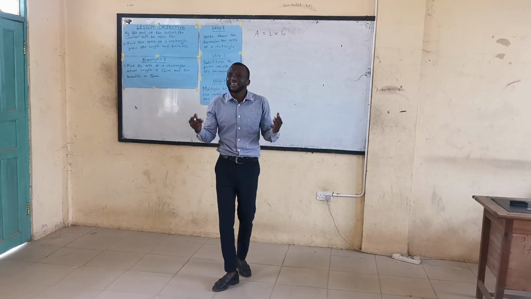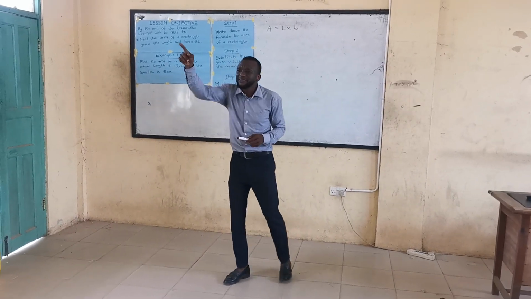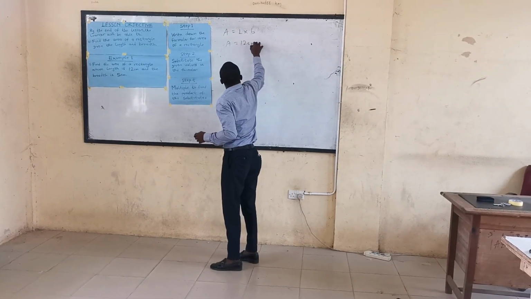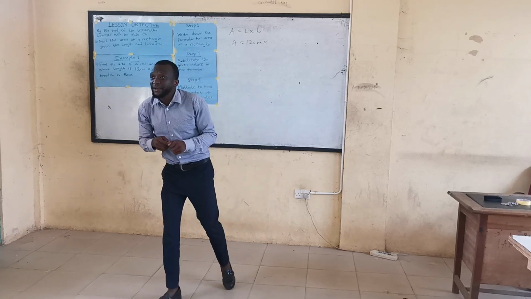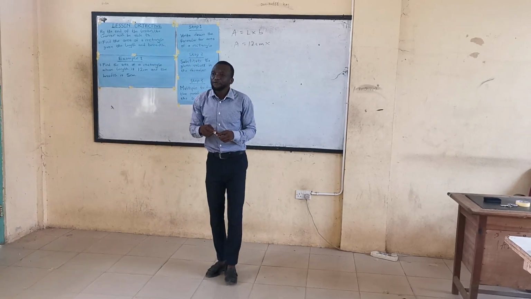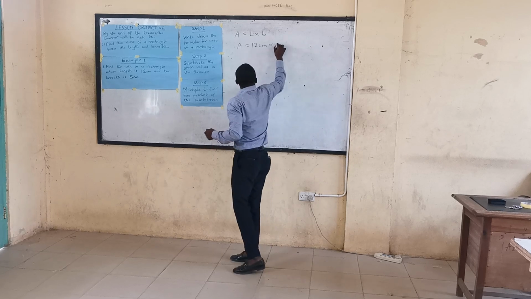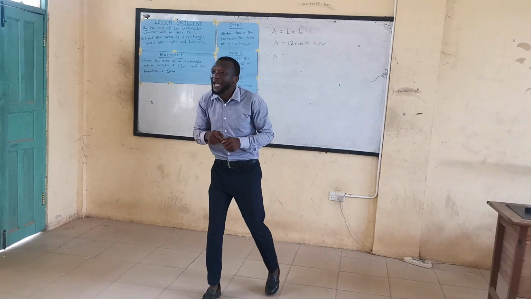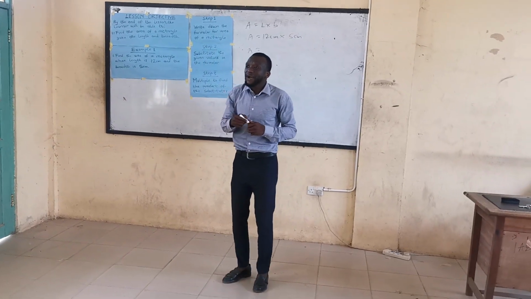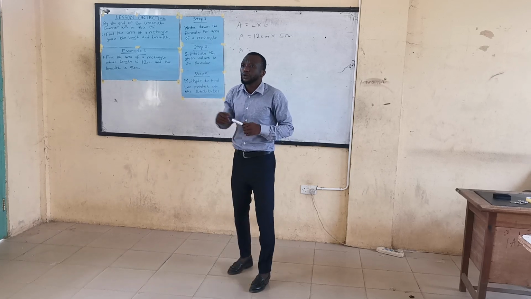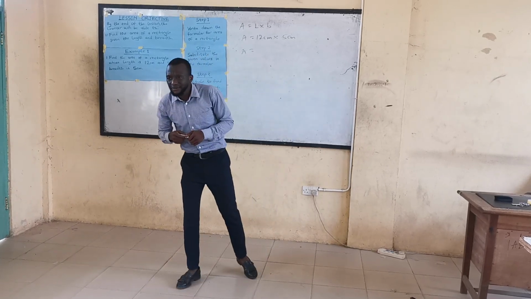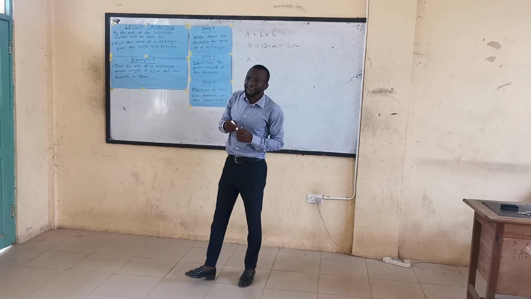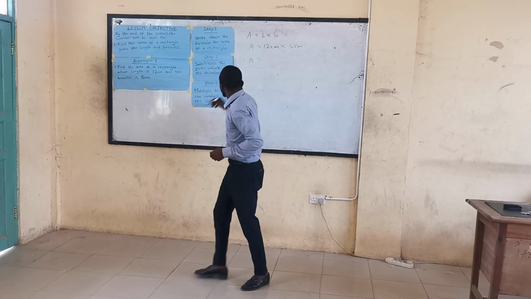So what is the value for the length? Yes, that is 12 centimeters. And the value for the breadth is 5 centimeters. Good. So the third step says that we should multiply to arrive at the area of a rectangle. So what is 12 times 5? Yes, Gladys. 60.